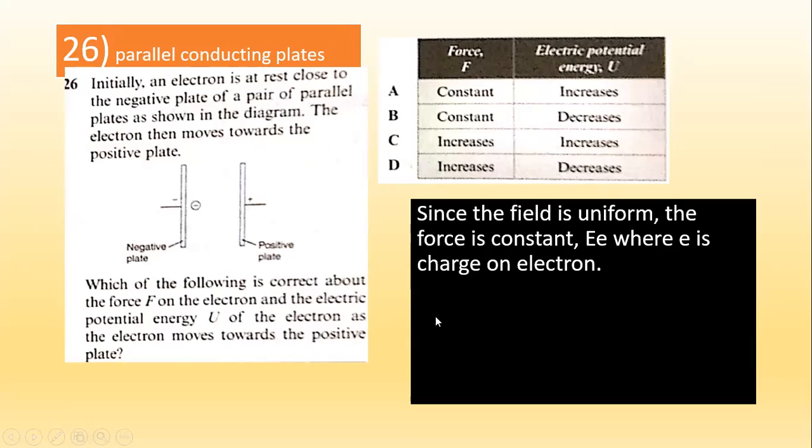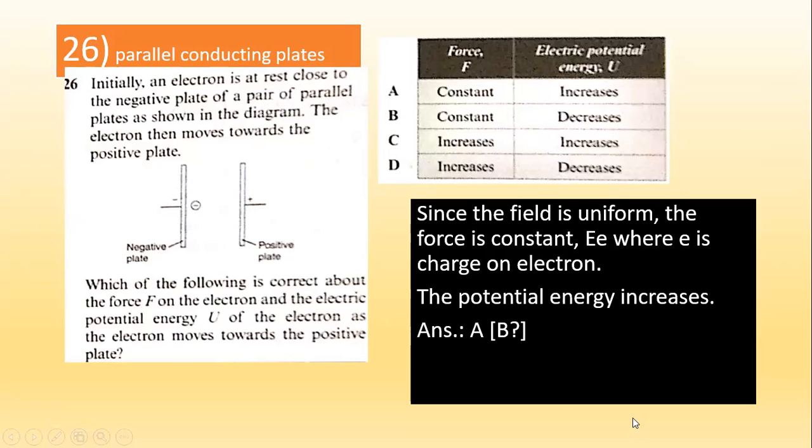Remember, it's a uniform field, so the force is constant. The force is given by E times e, where e is the charge on the electron. So the force is constant. Potential energy, in this case, is just your work done, which is just your Q times your V. So positive has higher potential, negative has lower potential. So it's moving from lower to higher potential.